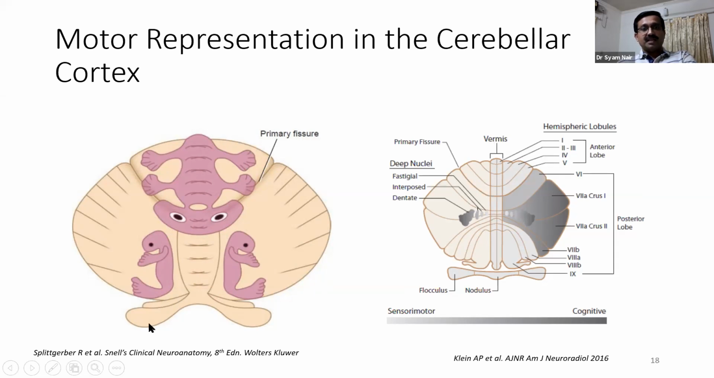And the flocculonodular lobe is basically connected to the vestibular system and is associated with vestibular functions and balance. And then what about the remaining part of the hemispheres? This also has some motor functions, particularly pertaining to the limb, but this area, that is the lateral part of the hemispheres of the posterior lobe, has a lot of higher functions like cognitive functions also.